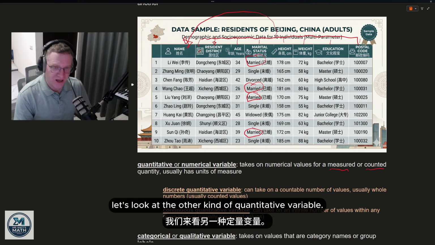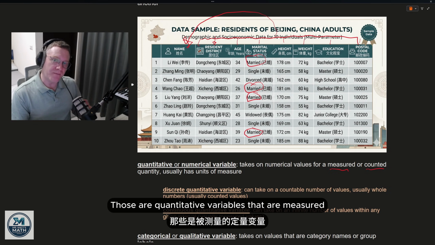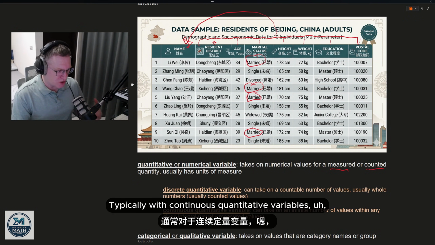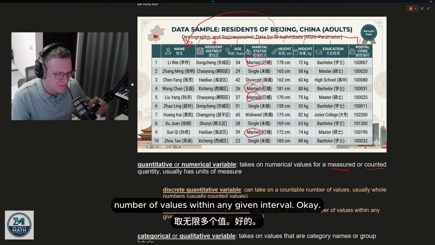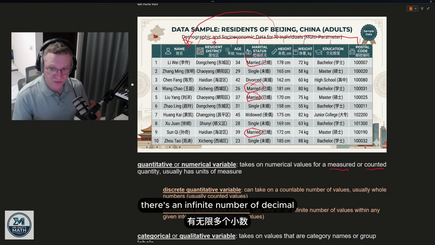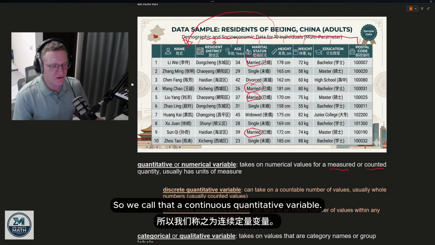Next, let's look at the other kind of quantitative variable, continuous quantitative variables. Those are quantitative variables that are measured values. Typically, with continuous quantitative variables, it says here that they can take on an infinite number of values within any given interval. Okay? So, for example, between 178 centimeters and 179 centimeters, there's an infinite number of decimal values that you could have between them. So we call that a continuous quantitative variable.